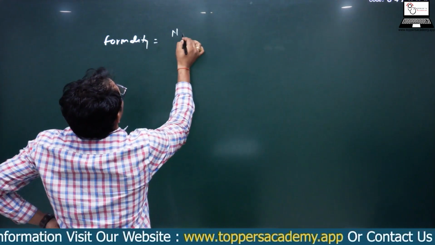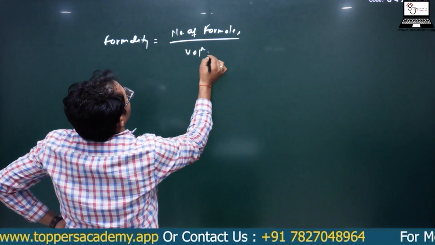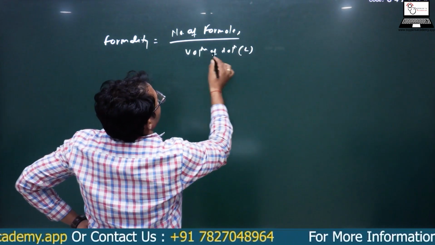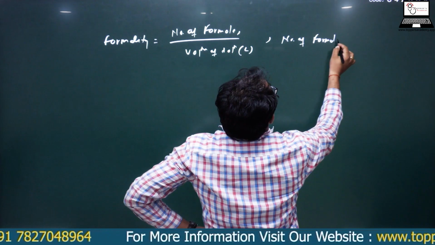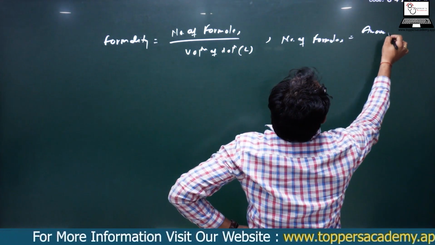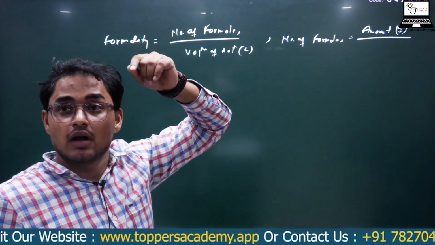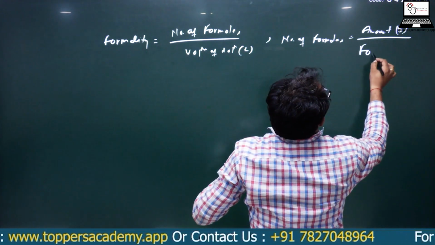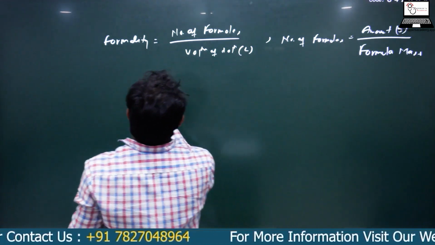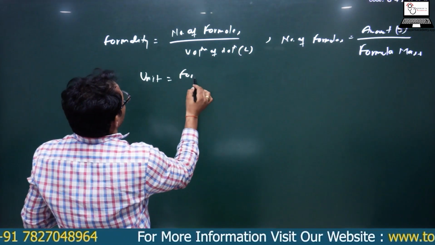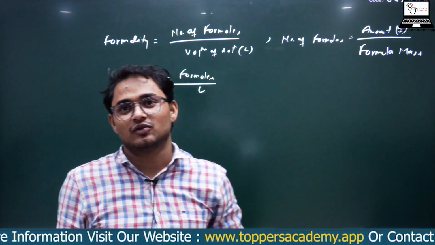Formality is equal to the number of formula moles upon the volume of solution in liter, same thing. Now, how to calculate the number of formula moles? Given amount in gram upon formula mass. What is the unit? Formula mole per liter, or formula mole liter inverse. It is the unit for formality.